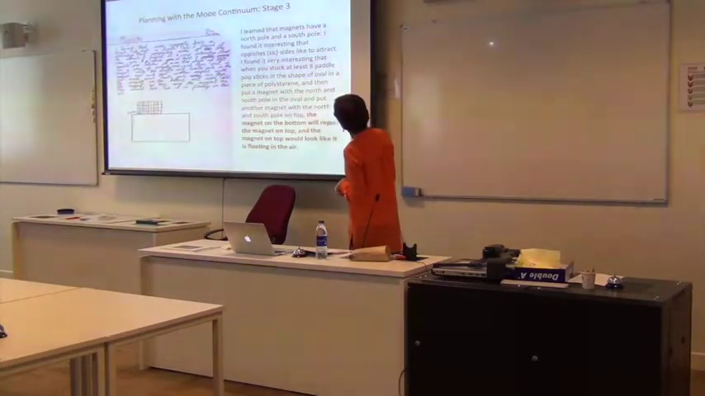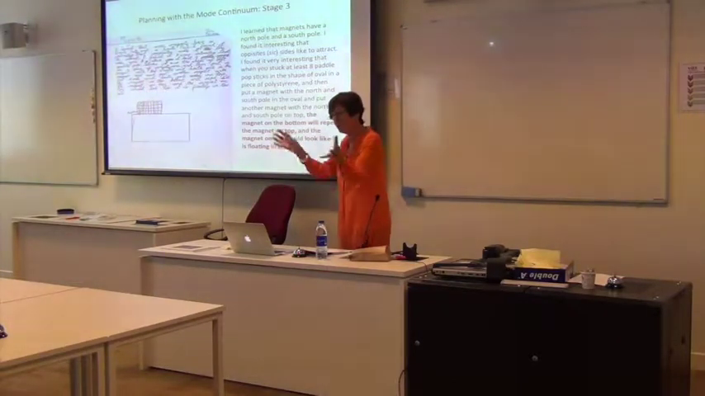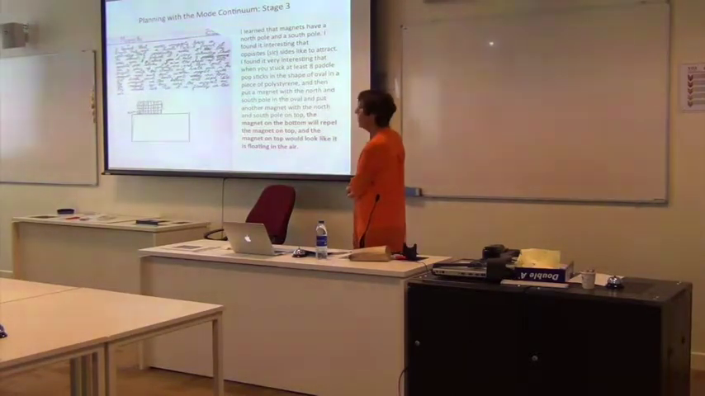I learned that a magnet had a north pole and a south pole. The question from the teacher was, write down what you learned, for all the children. I found it interesting that opposite sides like to attract. I found it very interesting that when you stuck at least 8 paddle pop sticks in the shape of an oval in a piece of polystyrene and then put a magnet with the north and south pole in the oval and put another magnet with the north and south pole on top, the magnet on the bottom will repel the magnet on top and the magnet on top will look like it is floating in the air.